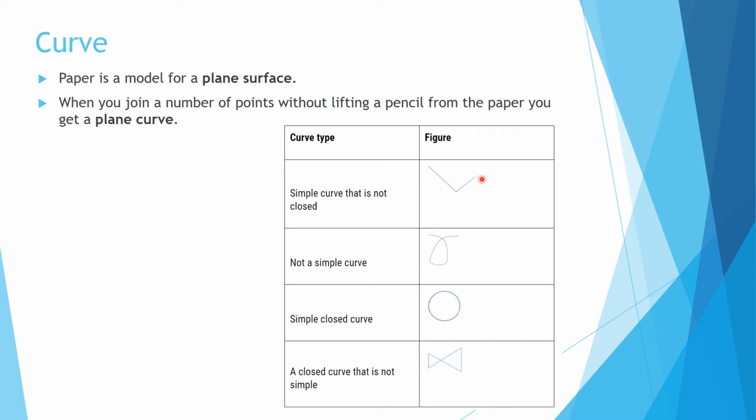See, this is a curve made up of line segments, but this curve is not closed. Another one is not a simple curve. This is overlapping, crossed. This is a point of intersection as well. So it is not a simple curve. Now this is a simple closed curve. This circular shape is a curve that is closed and it is simple. Now these are made up of line segments. This is a closed curve, but it is not simple. It is complex because it has a point of intersection as well.